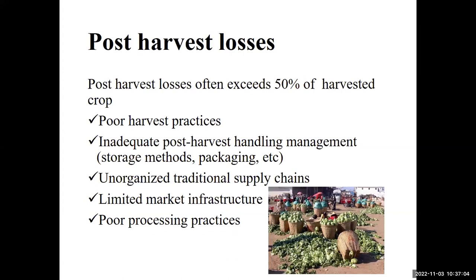And also, post-harvest losses are caused by poor processing practices. For those farmers that actually process some of their produce, there are poor processing practices. And you can see from the picture there, there's a lot of waste. The farmer works so hard to produce the food, but then it is all lost after harvest.